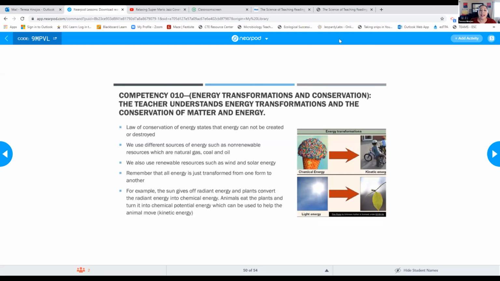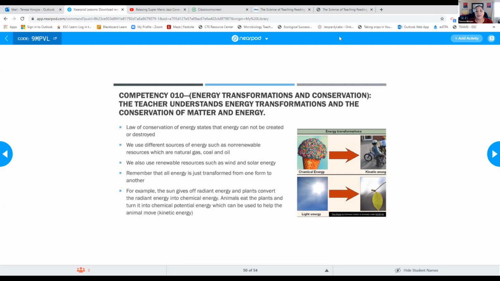Okay, so the last competency we're going to take a look at is competency 10. Again, this ties back with energy transformations and conservation. With this competency, it's talking a little more about how energy is going to be transformed into a different type of energy. I mentioned that earlier, right?